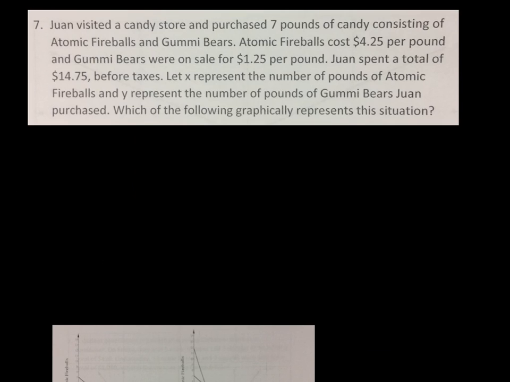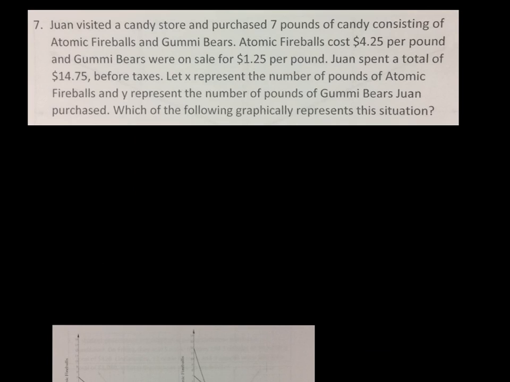Juan visited a candy store and purchased 7 pounds of candy consisting of atomic fireballs and gummy bears. Atomic fireballs are $4.25, the gummy bears are $1.25, and Juan spent a total of $14.75. Alright, so whenever you're doing this problem, we also want to know which of the following graphically represents this situation.